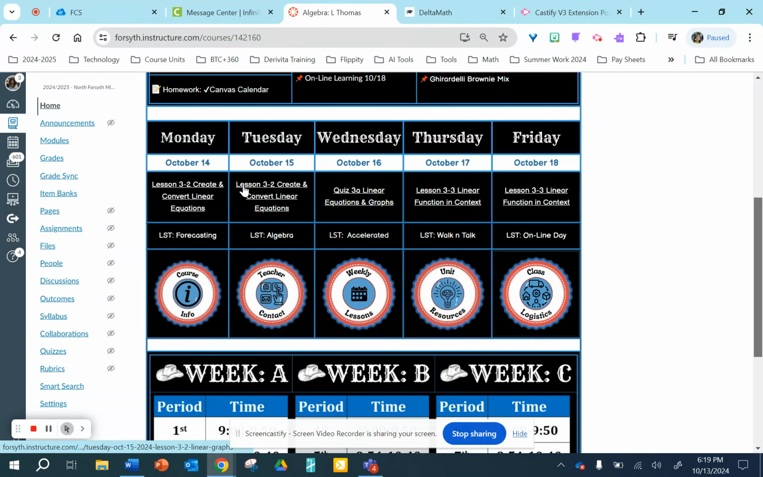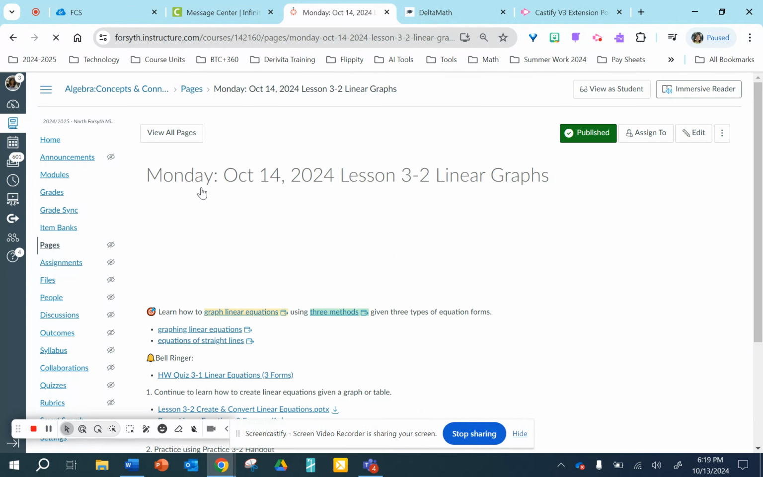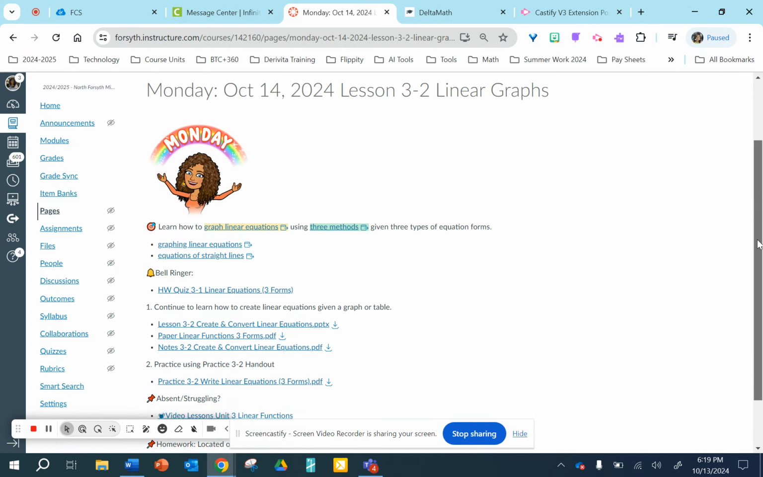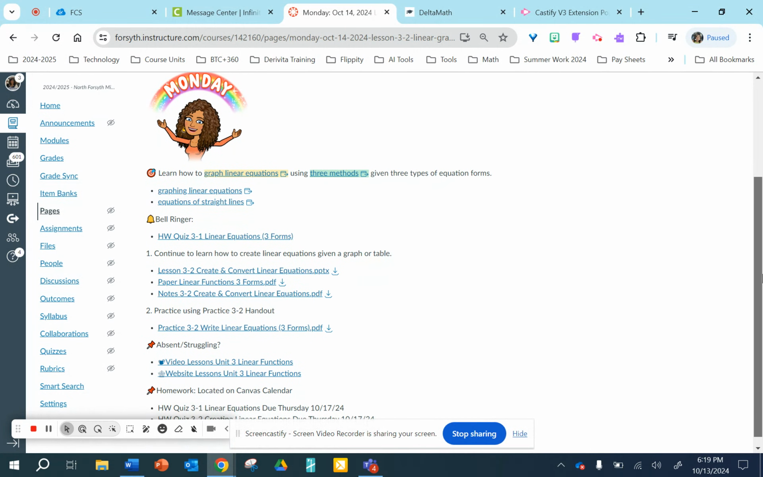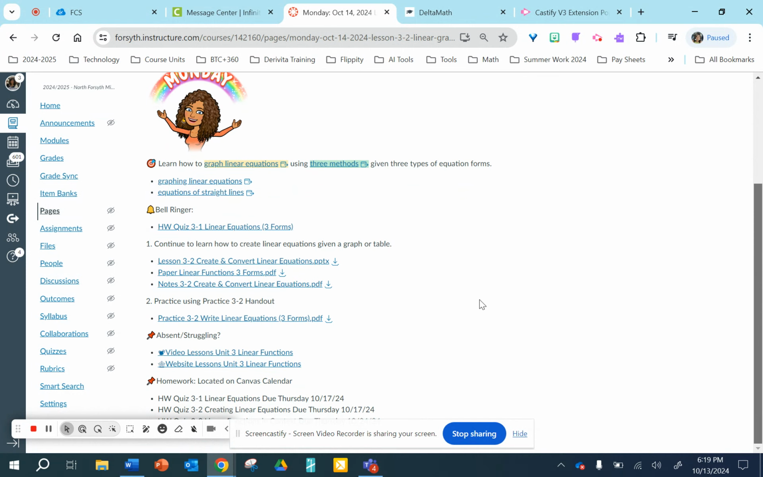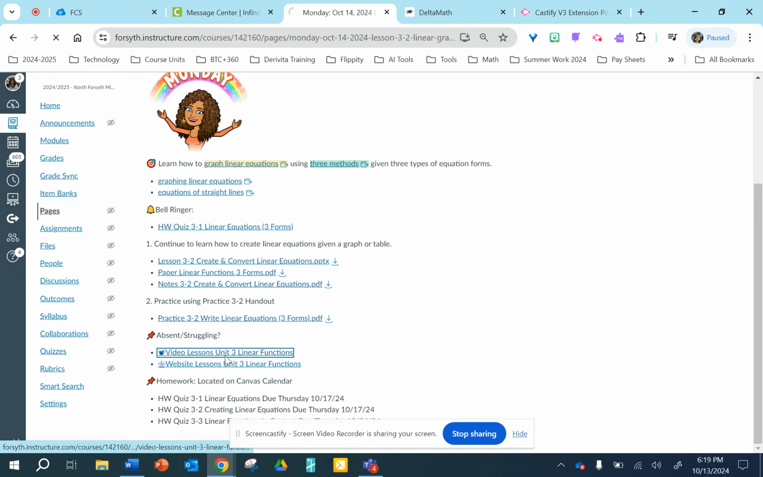On each day, I have a daily planner, so we can click on that particular day to have access to all the resources if your student is absent, or if they need additional help. On the daily page, I always have links of our targets. This is a website that students can read through if they want to, as well as down here where it says absent or struggling. So if a student is absent or they are still struggling, they can check out the videos.